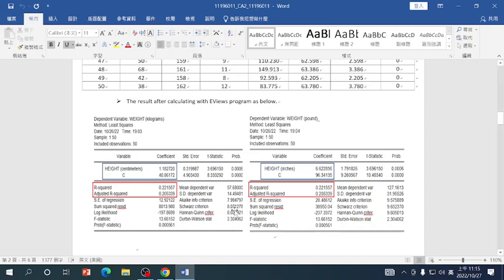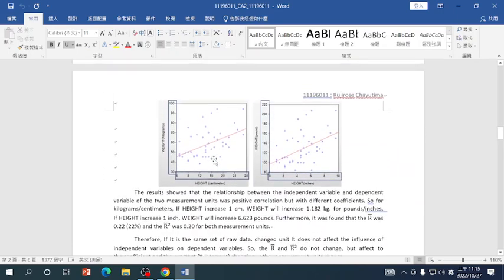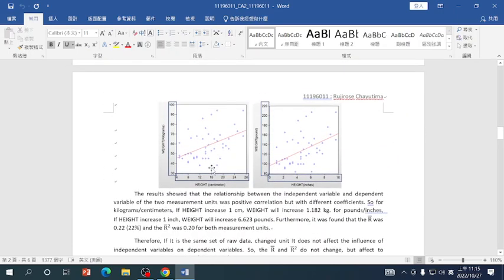Okay, usually the adjusted R square is always smaller than R square, okay? Yes. If you see in the graphs, you can see the R square and adjusted R square were the same for both measurement units.